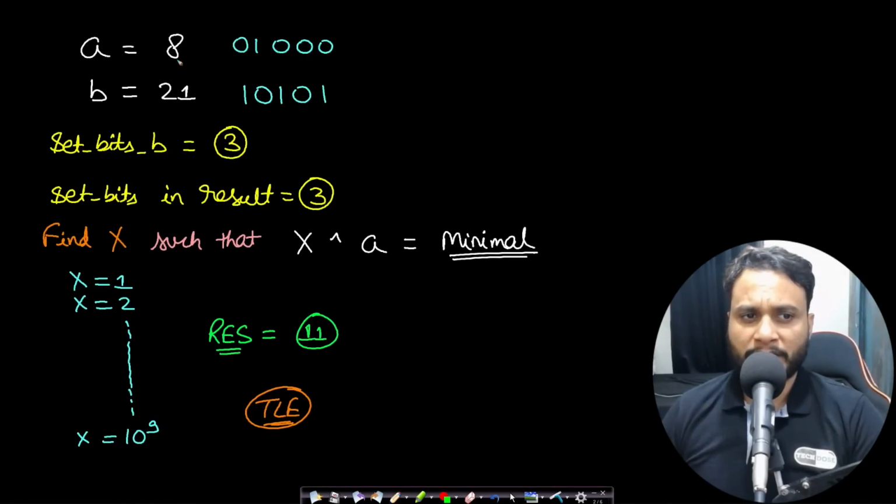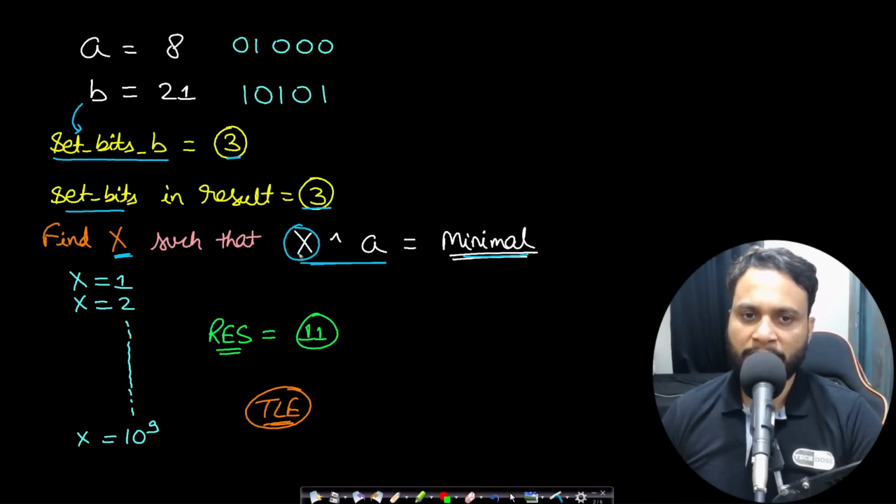Let's say that we are given a equals 8, which is 1000 in binary. I have written all of them in 5 bits. And b equals 21, which is 10101. Now according to the problem, first find the set bits in b. The number of set bits is 3, and this needs to be present in the number x, which will be the result. So the set bits in the result will be 3, right? So find x such that x XOR a must be minimized. So what will be the value of x?